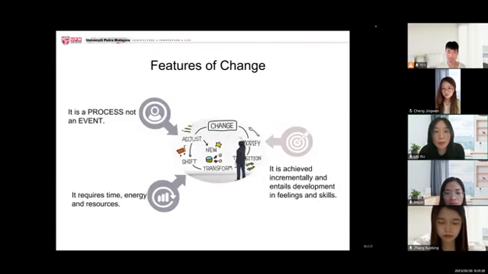Features of change. It is a process, not an event. It requires time, energy, and resources. It is achieved incrementally and entails development in feelings and skills.